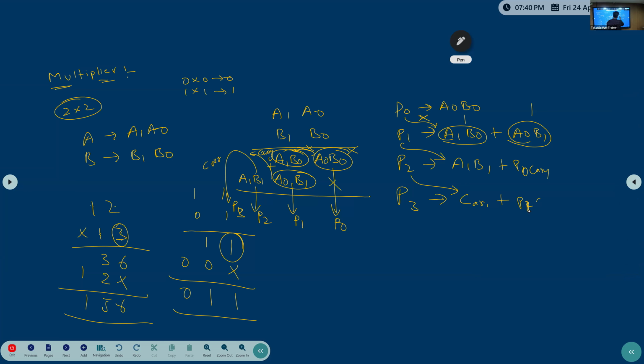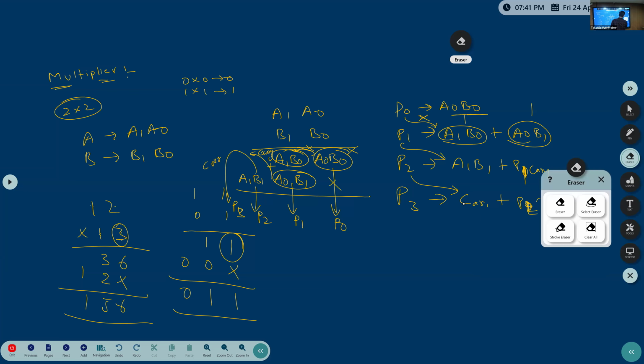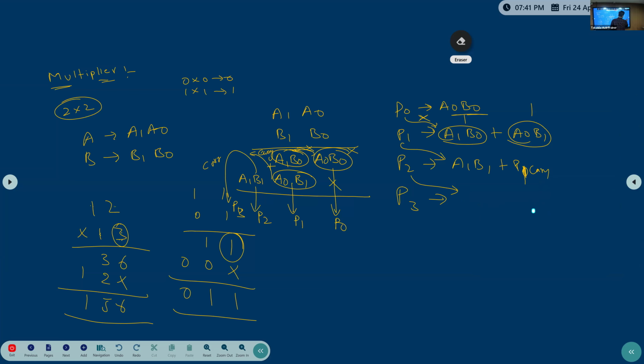For P2, P1 carry. This one is P0. This is P1 carry. This is P2. Okay, P1 carry. So for P2 we can write the carry. Here we will not get any carry. This P1 carry we will get. P2 carry we will get. Clear? So one more time I will write, just see.